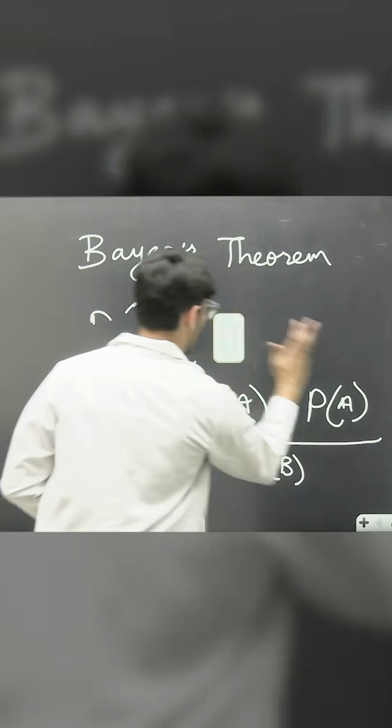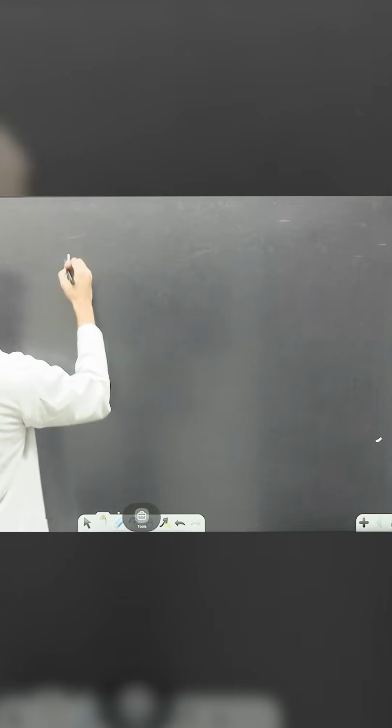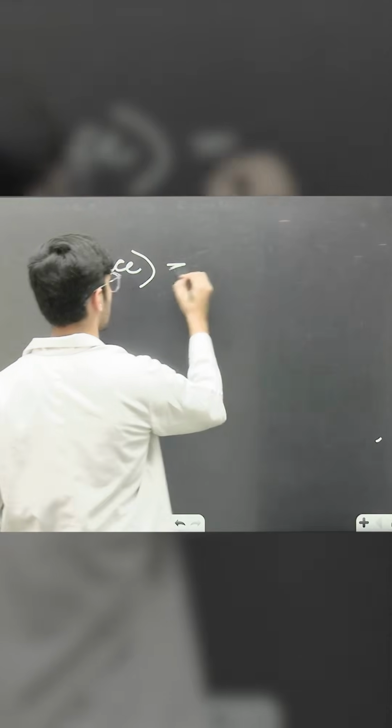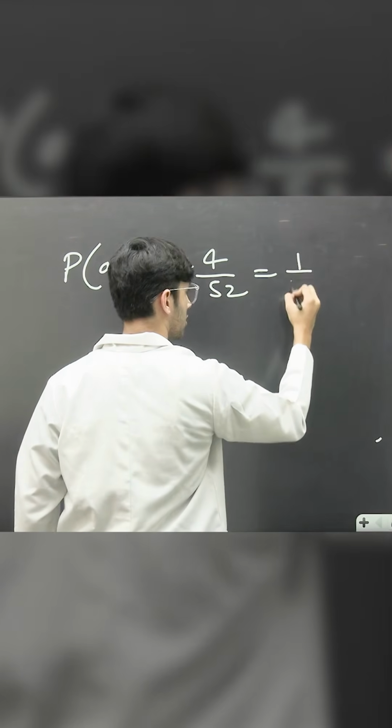Now, what I mean by that, let me try to explain it using a very, very simple example. If I ask you what is the probability that in a deck of cards I get an ace? Of course, there are 4 aces out of 52 cards. You will say that I will have only 1 by 13 as my probability.